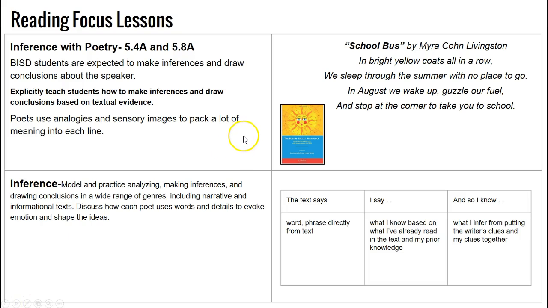Always you're looking at poetry, and especially since you're looking at inference, maybe using the Friday poetry. In your unit overview, you see the school bus, and taking a look at how poets use sensory images and things to pack a lot of meaning into each line. What does it mean? So going line by line, really helping kids infer with poetry. And just with inference, with all types of text, model and practice analyzing, making inferences, and drawing conclusions in a wide range of genres, including narrative and informational text.